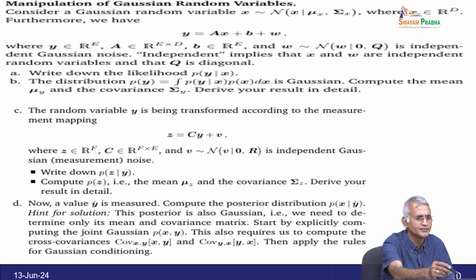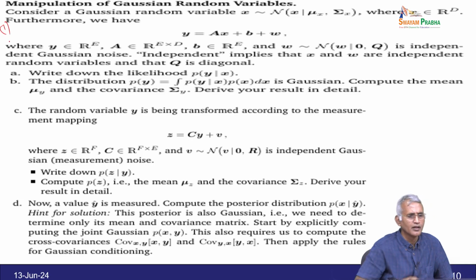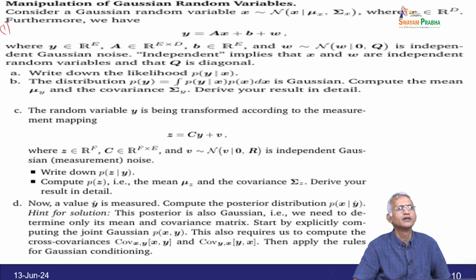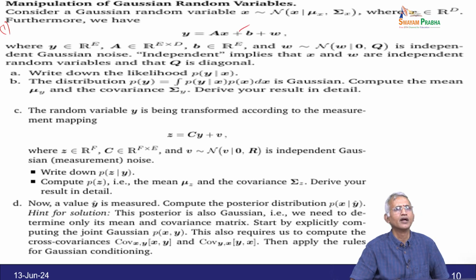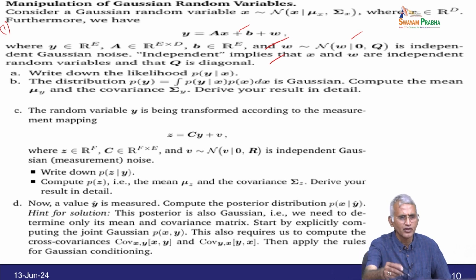Next, seventh one, manipulation of a Gaussian random variable. Consider a Gaussian random variable x distributed as N of x given mu x, sigma x, where x in R power d. Further we have y equal to A x plus b plus w, where y in R power E, A in R power E cross d, b in R power E, and w is distributed as N of w given 0, Q, an independent Gaussian noise. Independent implies that x and w are independent random variables and Q is diagonal. Then number 1, write down the likelihood p of y given x.